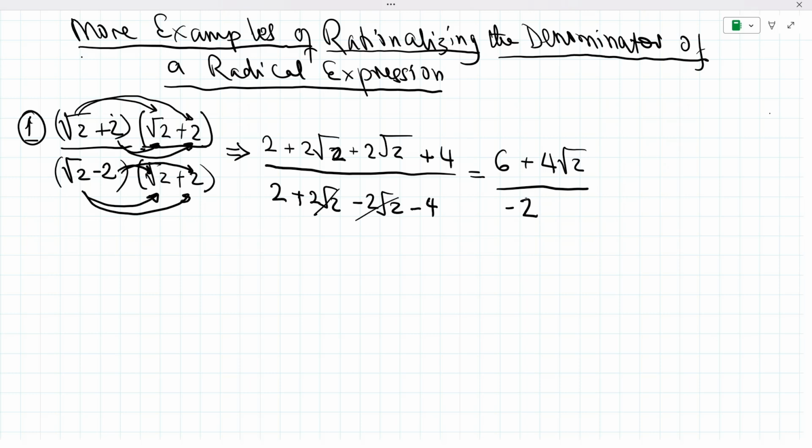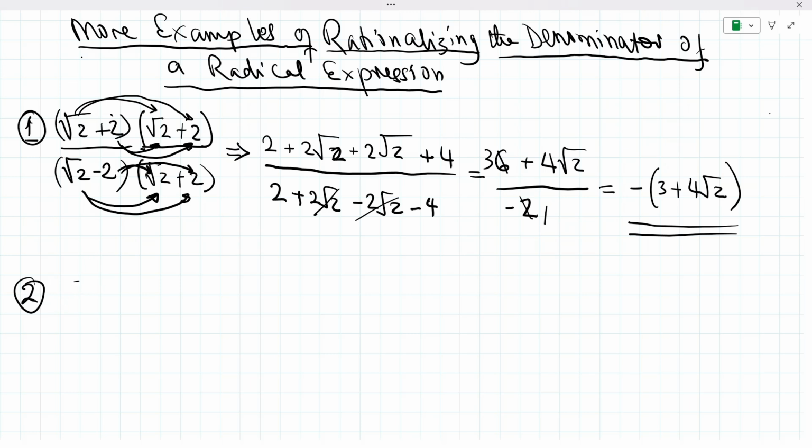And clearly from here you can see that this can cancel to negative 1 and this can cancel to 3. And so our final expression here becomes minus, open brackets, 3 plus 4 root 2. And that becomes our final answer. All right? Okay, now let's try a second example.